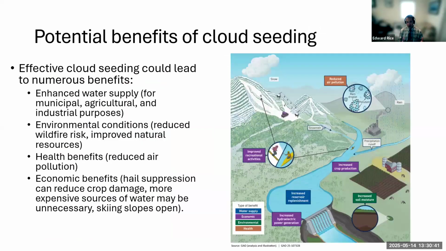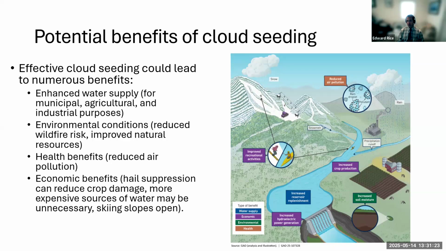That's the big benefit of cloud seeding: if it's done effectively, then communities can have a more reliable water supply for cities, for farms, for industry. There are several industries that use a lot of water as part of their manufacturing processes. Environmental conditions can potentially also be improved. You can reduce the risk of wildfires if you can increase the moisture content in vegetation and reduce the drying out and creation of tinder. You can also improve habitat and natural resources for whatever species are at risk or endangered.